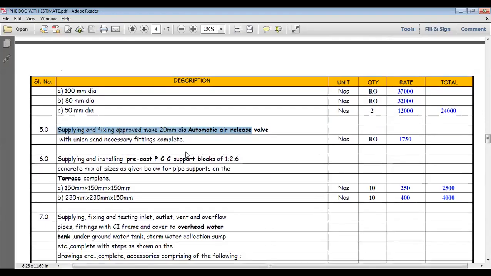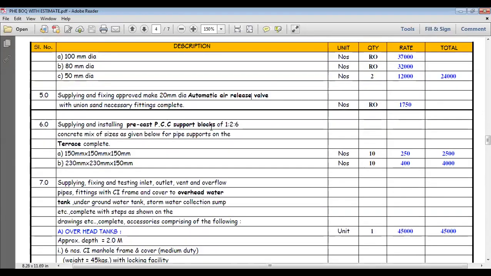After that, supply and installation of precast PCC support brackets, 1:2:4 concrete mix, of size given below, for pipe support. For the pipe support in the terrace area and some site areas where above-ground pipe is coming, we are using cement concrete pedestals also. Our plumbing people will not do the concrete work, but we have to show some cubic meters of concrete for the pipe supports. We have to give it in our PF.